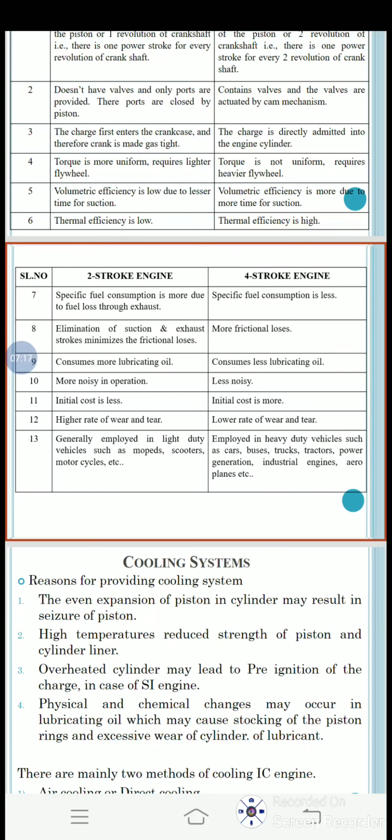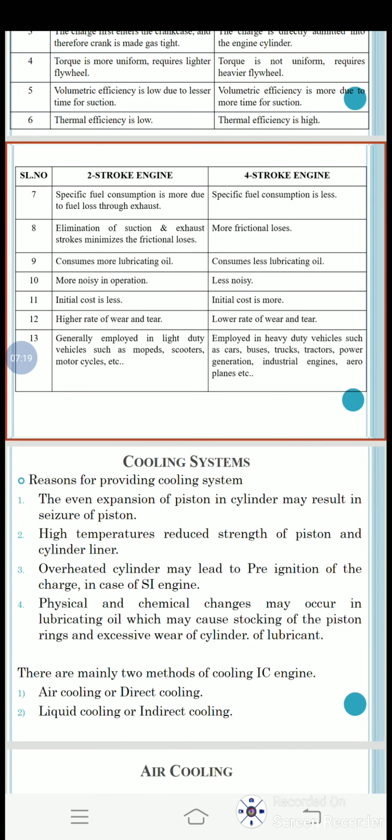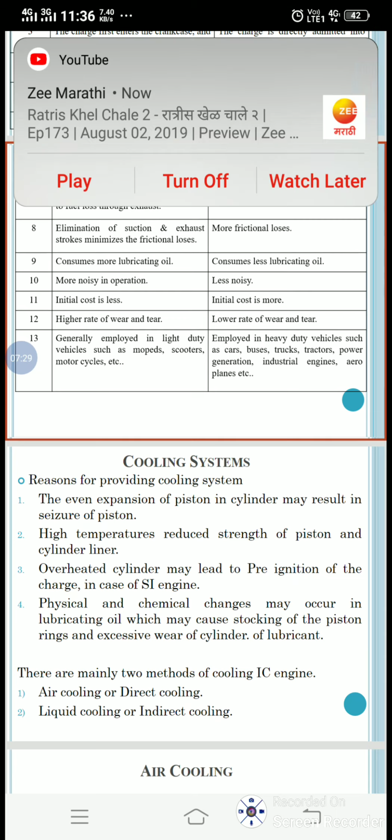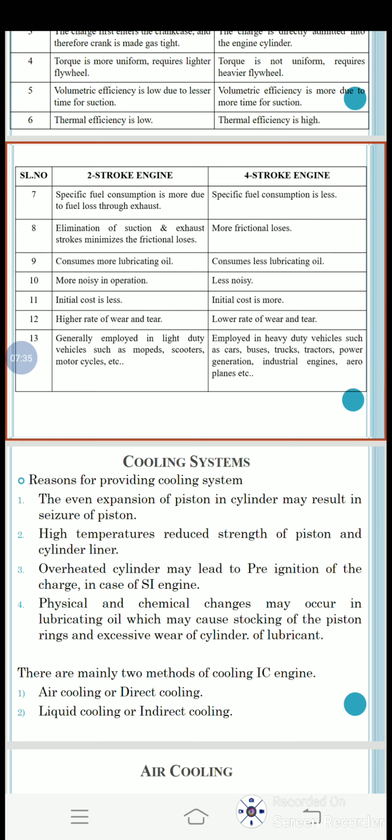Two-stroke: initial cost is less; four-stroke: initial cost is more. Two-stroke: higher rate of wear and tear; four-stroke: lower rate of wear and tear. The two-stroke is generally employed in light duty vehicles such as mopeds, scooters, motorcycles, etc. The four-stroke is employed in heavy duty vehicles such as cars, buses, trucks, tractors, power generation, industrial engines, etc.